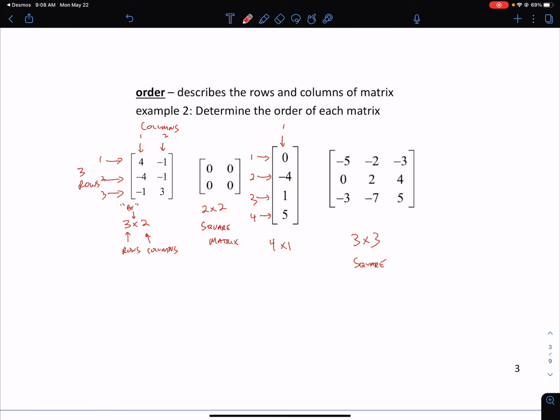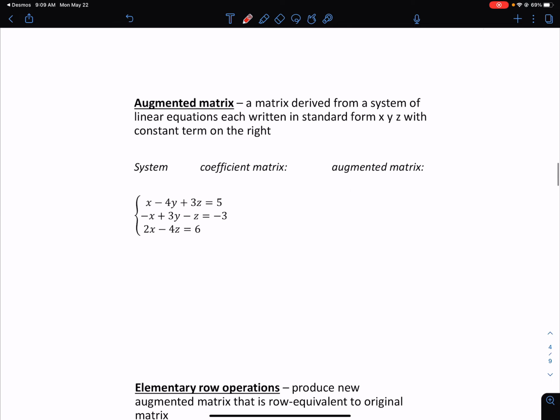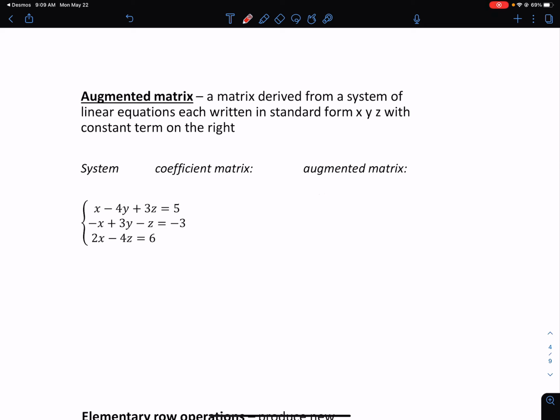Okay, let's move along here. An augmented matrix is a matrix derived from a system of linear equations, each written in standard form, x, y, z, with a constant term on the right. So here's a system, okay? And remember, we're going to use this to solve the system. We're going to find the values of x, y, and z more quickly than we could if we had to solve this system by hand. You'll see that in class. I'll do one by hand, see how long it takes, then do one with a matrix.